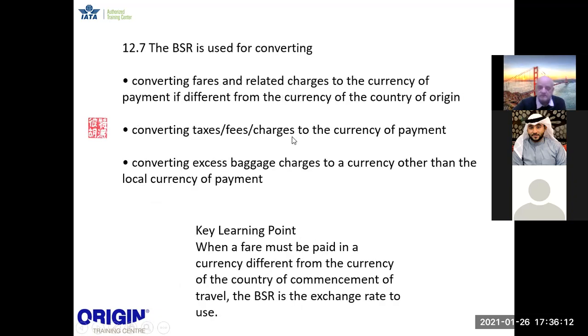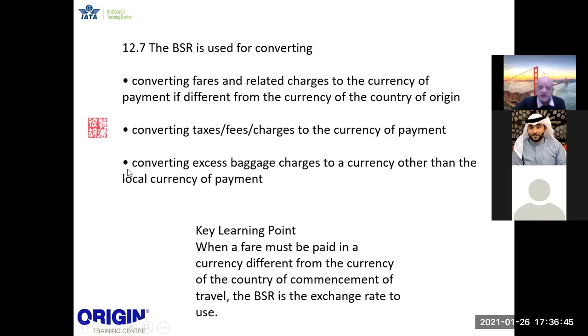Okay. What do we use it for? Fares, other charges that are charged in another country, but we want to pay in a different country. It could be a tax. It could be baggage. It could be anything you would pay the airline for. They will charge you in the currency of the country of commencement, and then it's converted into the currency of the country of payment.